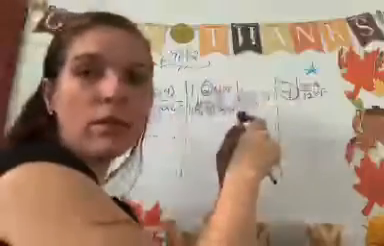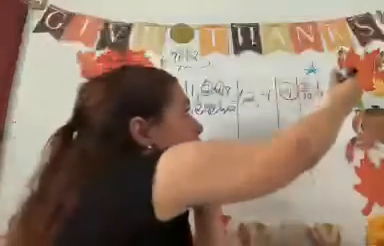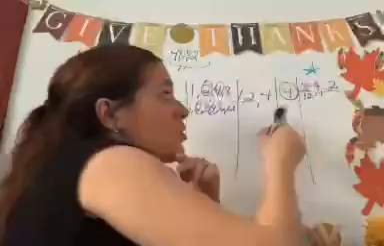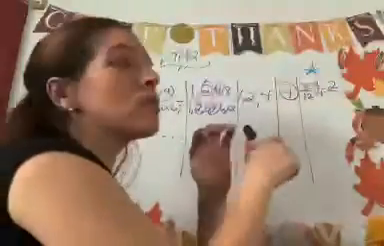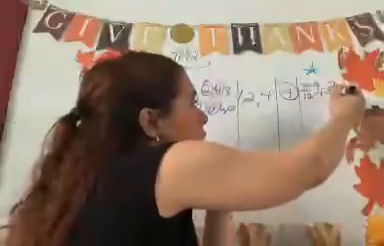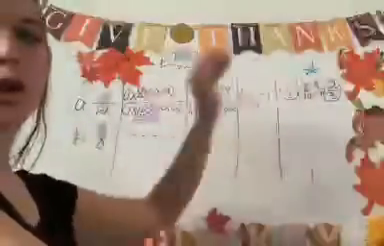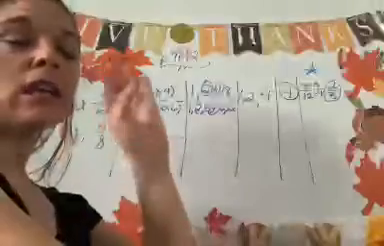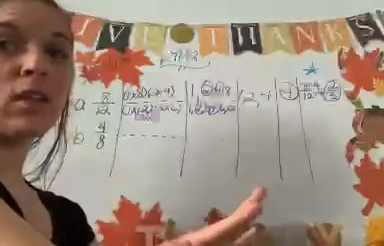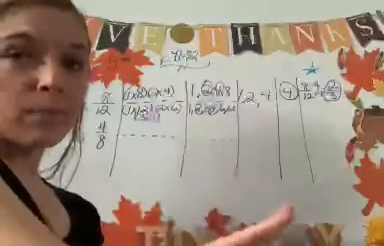What's 8 divided by 4? 2. What's 12 divided by 4? 3. So, your reduced fraction of 8 over 12 is 2/3. Same fraction, different numbers, okay? That's all that's happening here.